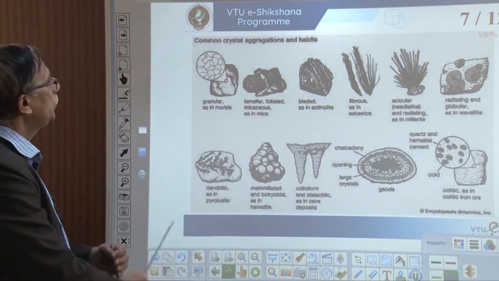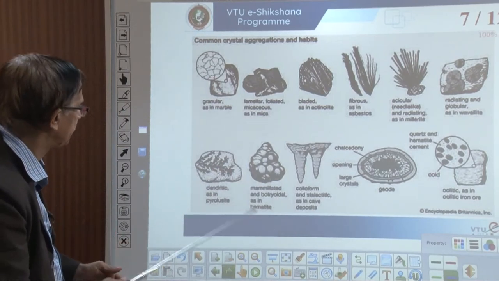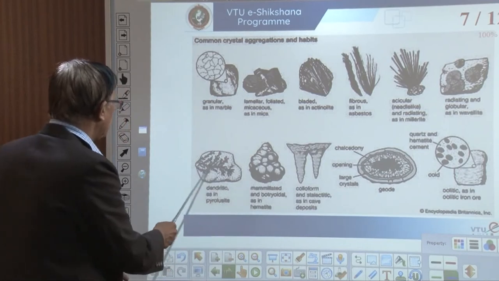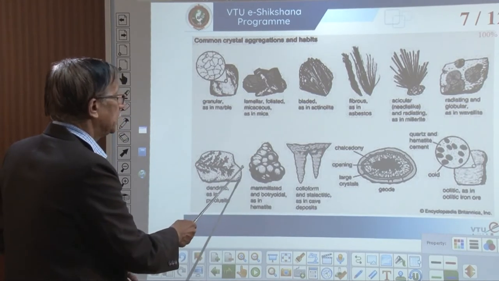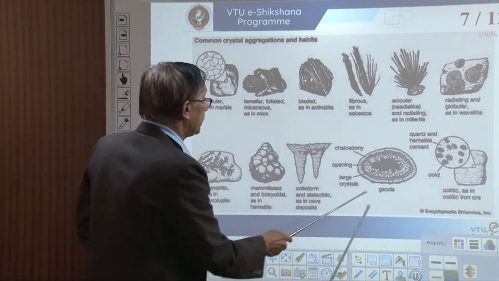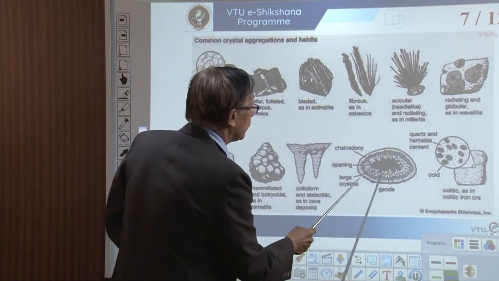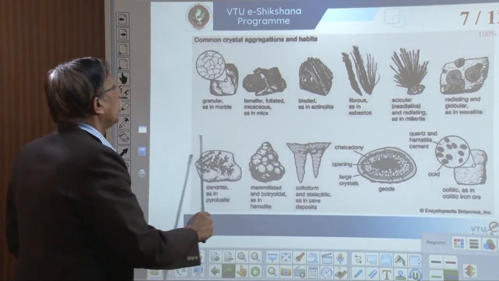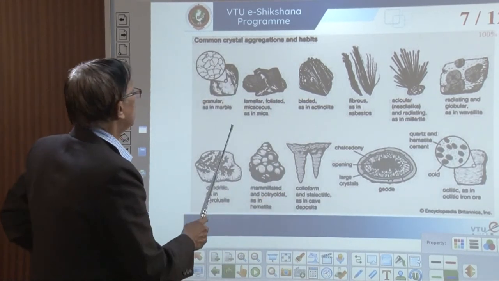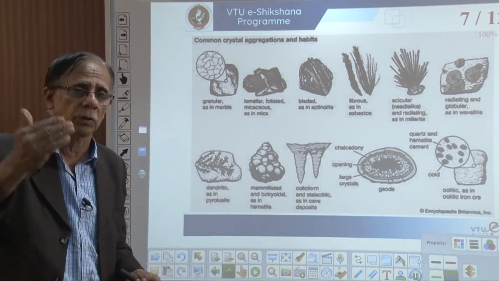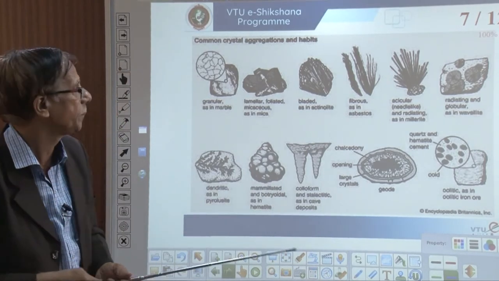Now, just now we have mentioned different habits. See, we have said botryoidal, dendritic, like these are all the colloidal state, colloform colloidal state, these are also chalcedony, these are all some kind of a colloidal state. This colloid, I have just said, neither liquid nor a solid, in between a stage.